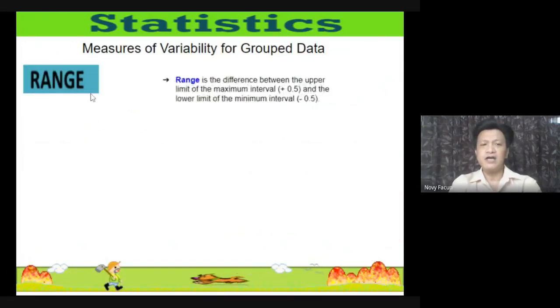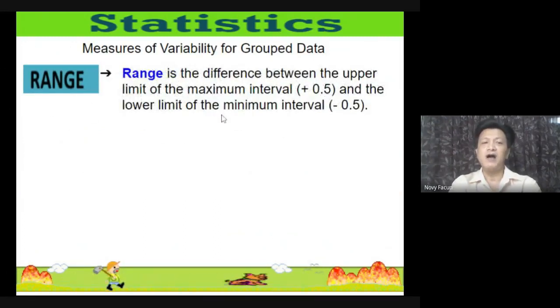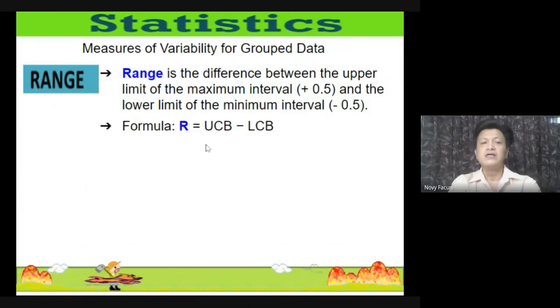Okay, so with that, let's define. Pag sinabi natin range, this is simply the difference between the upper limit of the maximum interval, mag-add lang tayo ng 0.5, and the lower limit of the minimum interval, magsusubtract naman tayo ng 0.5. So ang formula natin for the range, that is R is equal to upper class boundary minus lower class boundary. So let's have example para makita natin kung paano siya ina-apply.